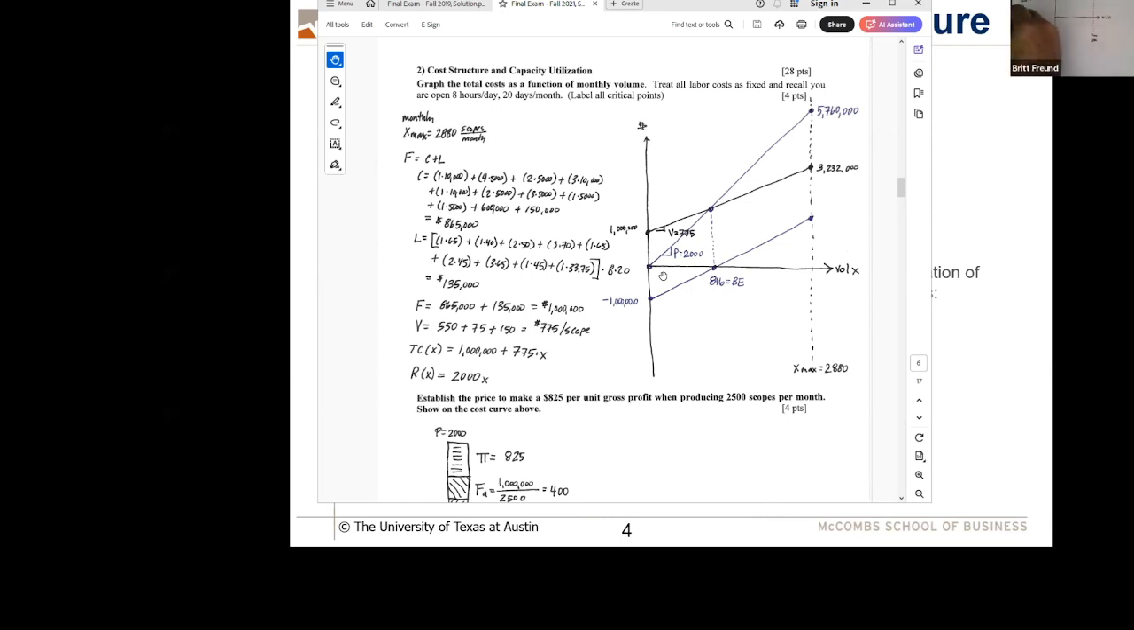Now, the first thing we want to be able to graph is the total cost as a function of the volume X. Now, the volume X can range from 0 all the way up to 2,880. So I want to know this as a function. And I know that basically I always owe the fixed cost plus I owe the per unit variable cost times whatever volume I'm looking at. So the first thing we have to do is figure out what the fixed costs are.